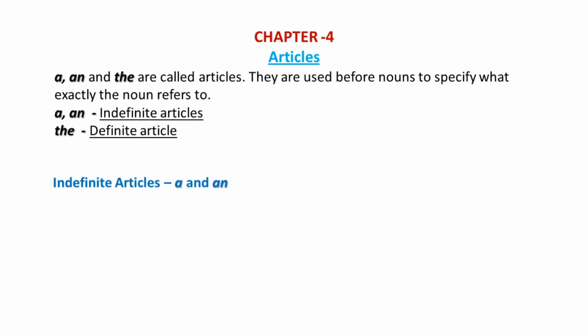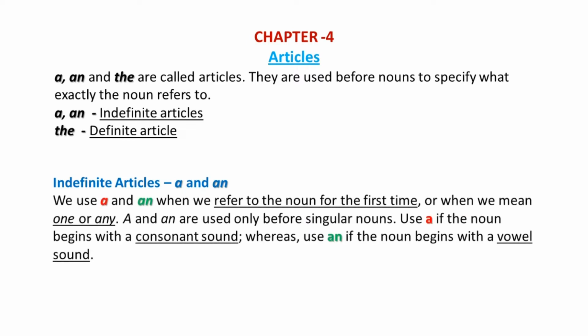So let us learn a little more deeply about indefinite articles, a and an. We use a and an when we refer to the noun for the first time or when we mean one or any. Try to understand it clearly. We use a and an on two occasions, mainly two occasions, when we refer to the noun for the first time or when we mean one or any. You must also understand that a and an are used only before singular nouns.